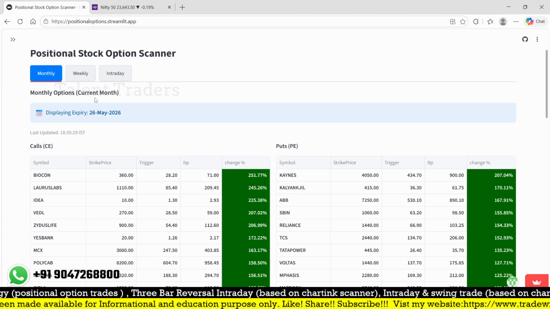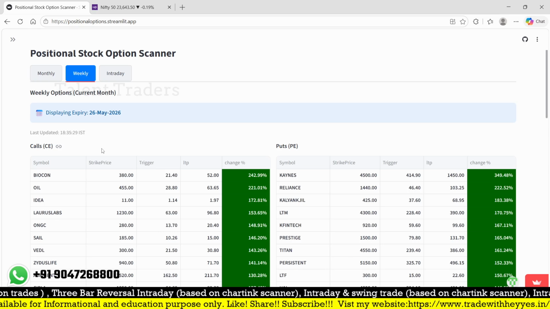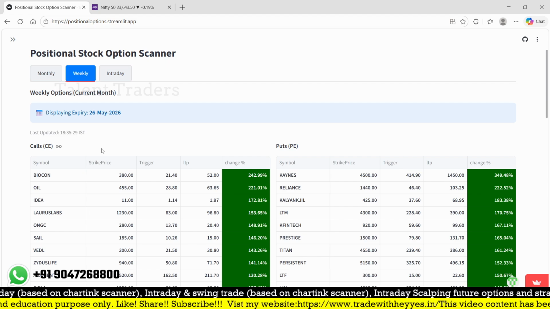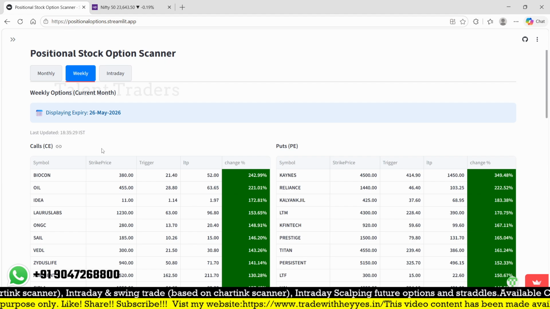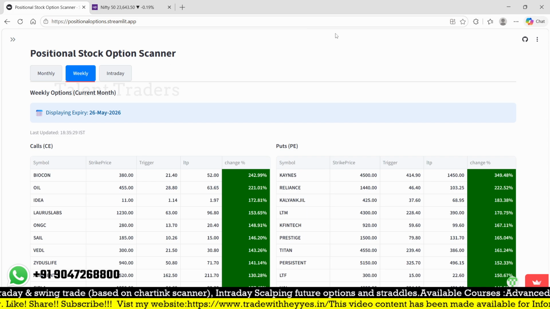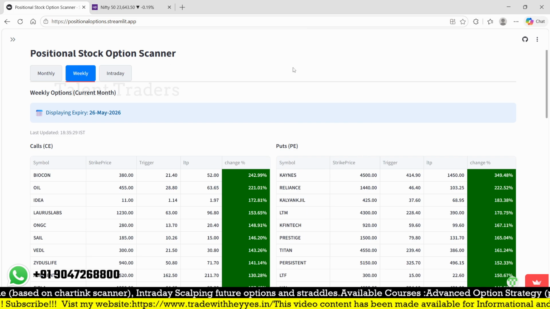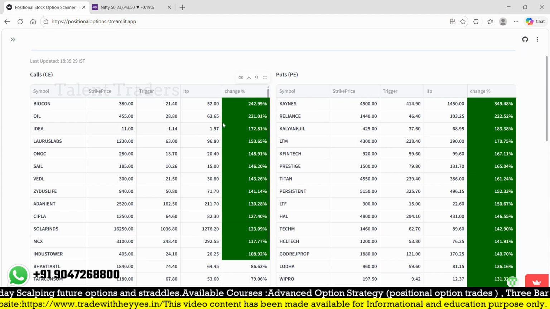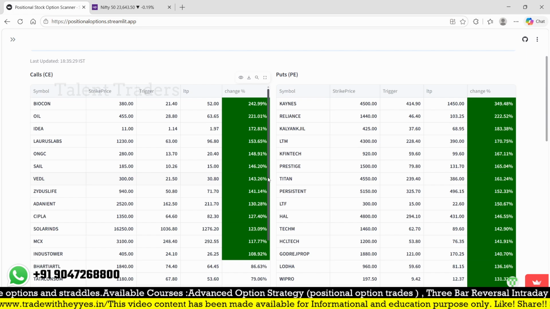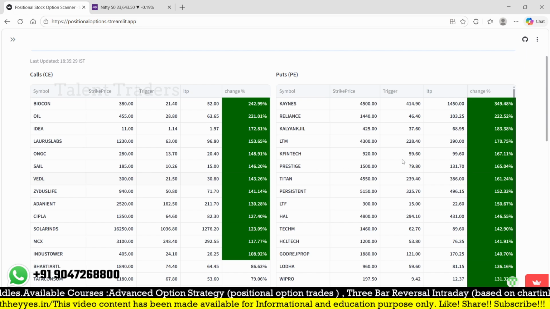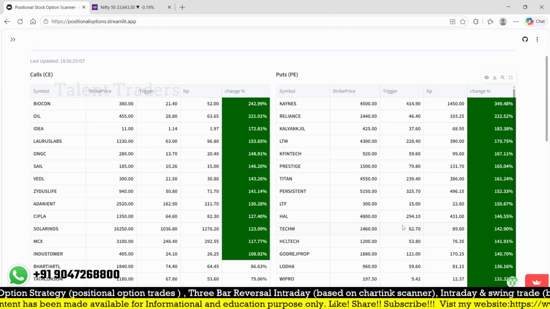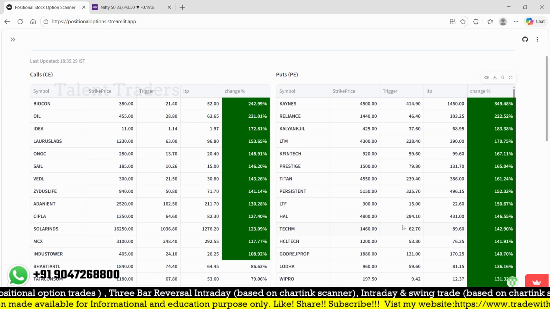The monthly and weekly scanners are all positional scanners which work based on the core logic of the advanced option strategy, that is the positional course, where we can apply a hedging strategy. Last week we updated the same, and there were no triggers. As of now we have a lot of triggers, and from these we can try the possible ones. This is also a tutorial video.